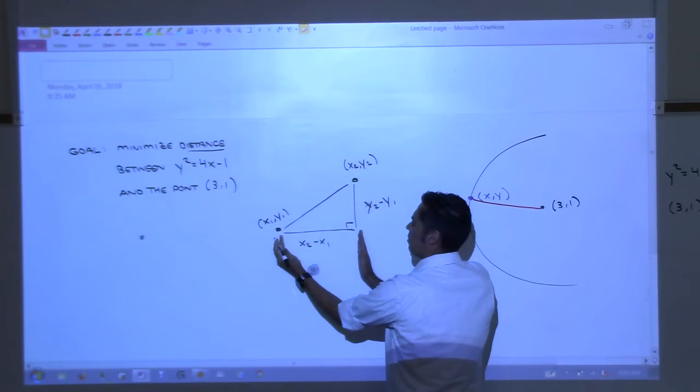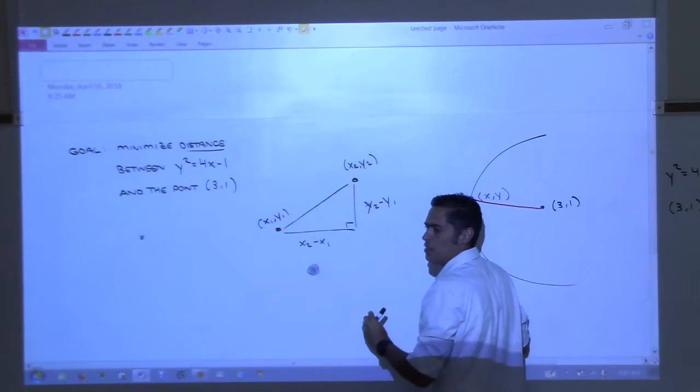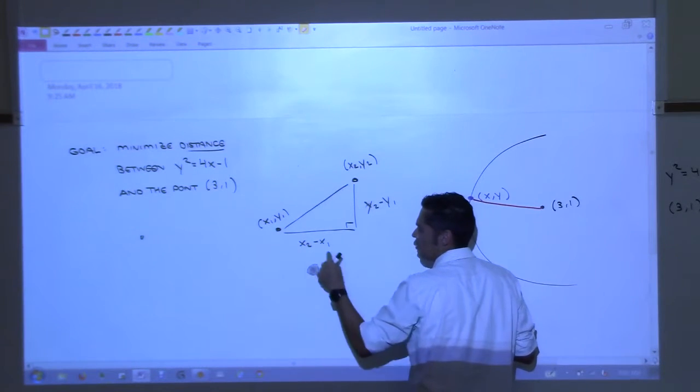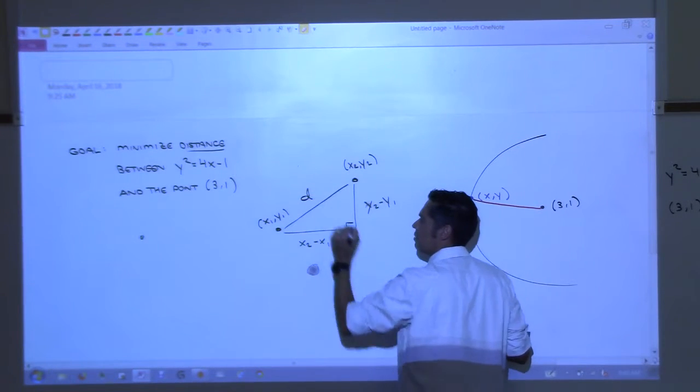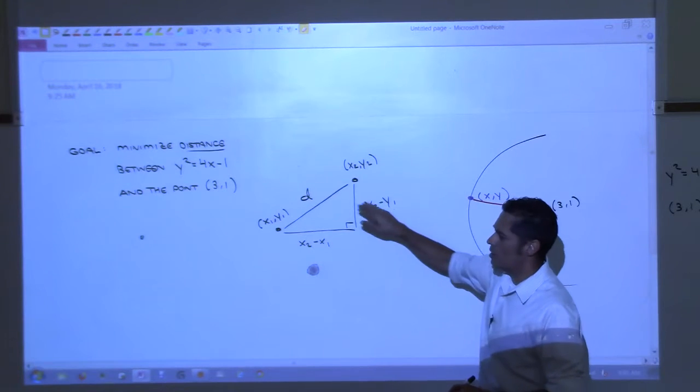Right? That's your difference of x's. This is your difference of y's. And then using a Pythagorean equation, you get a squared plus b squared is c squared. Right? So if we call this distance, then this squared plus this squared should equal this squared.